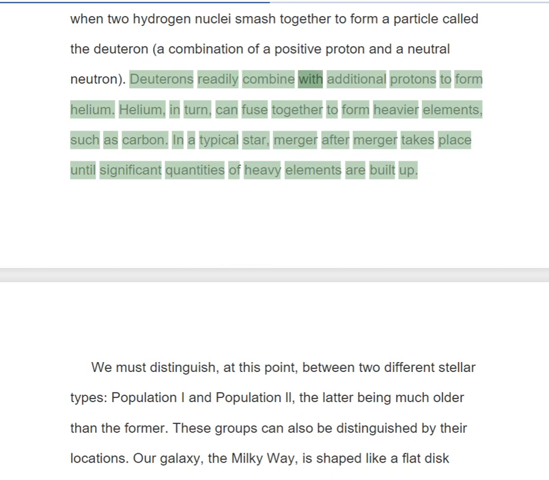Deuterons readily combine with additional protons to form helium. Helium, in turn, can fuse together to form heavier elements such as carbon. In a typical star, merger after merger takes place until significant quantities of heavy elements are built up.